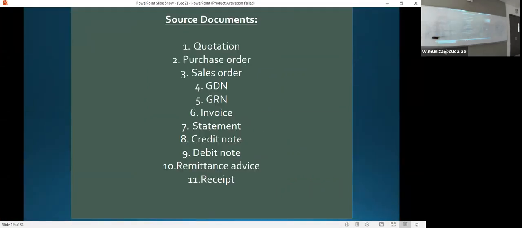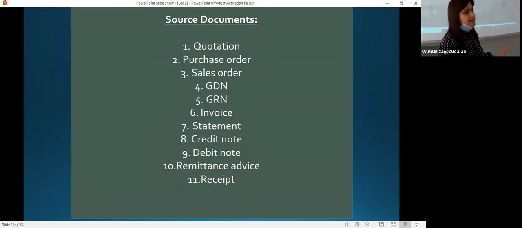So source document, students. Source documents can be any document giving rise to the transaction. All those documents which tell us that a certain transaction has occurred are known as source documents. Say for example, quotation. What is a quotation? Quotation is issued by suppliers. Say, for example, an ad is given by a company that we require something. Different suppliers are going to give their quotation that we can supply you this product at this price, at this quality and quantity, and at this date.